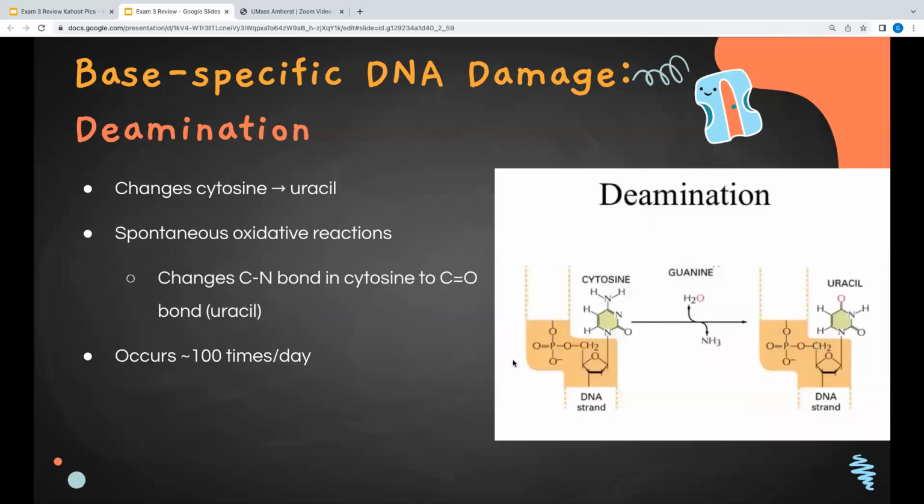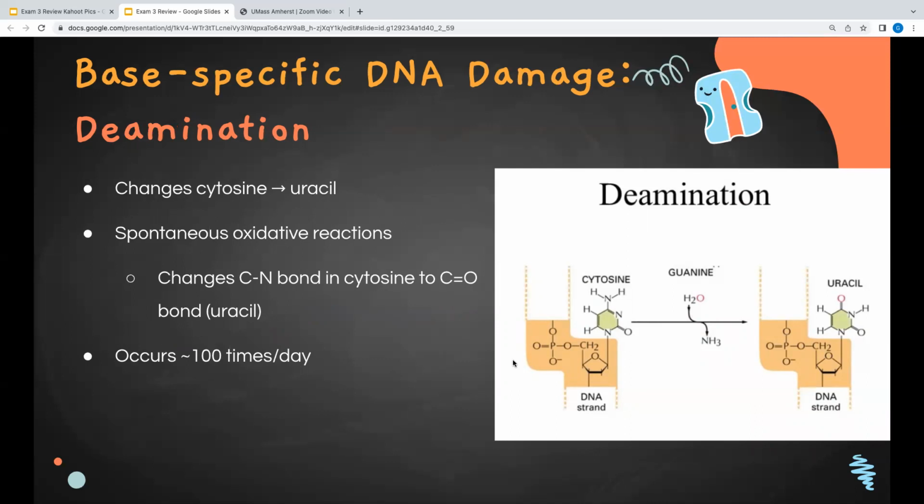All right, the next type, we're going to talk about deamination. So deamination is slightly different. We have a cytosine, which is commonly found in DNA, of course. But because we're going to remove this amine group, it's going to turn into uracil. You don't really need to understand what happens. You just need to know it turns from a C to a U.